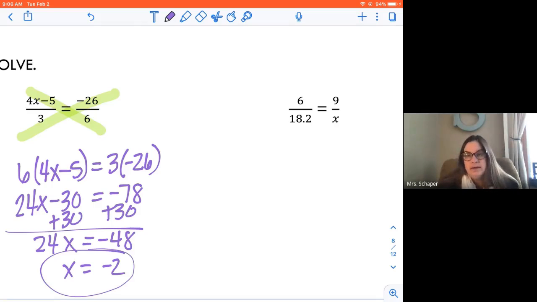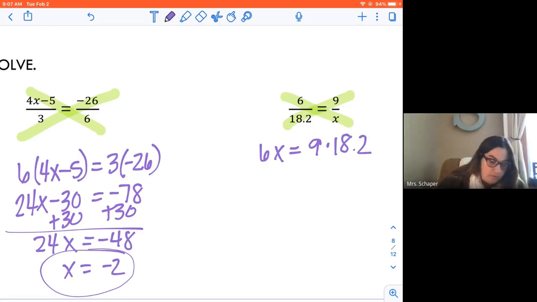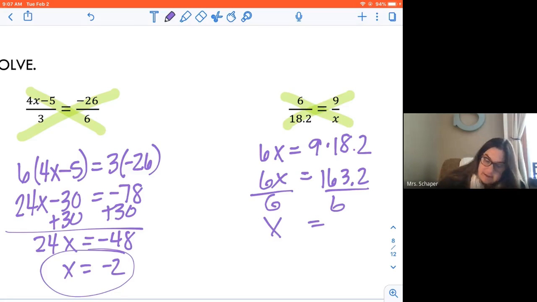Okay. Same thing, we're going to be using cross products. We cross multiply. You did cross multiply and divide, or you just set up an equation multiplying your extremes equal to the product of your means, okay? So 6x is equal to 9 times 18.2. So 18.2 times 9 is 163.2. Divide by 6. So x is going to equal 27.3. Right?